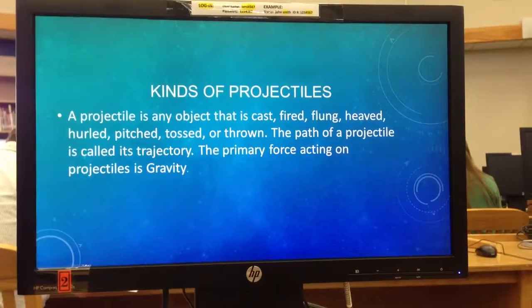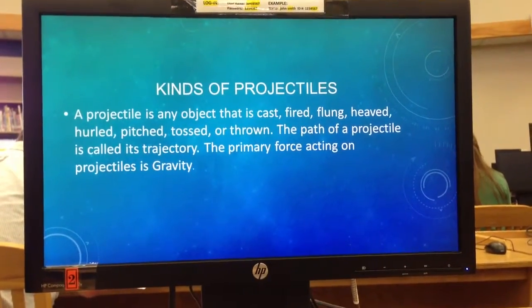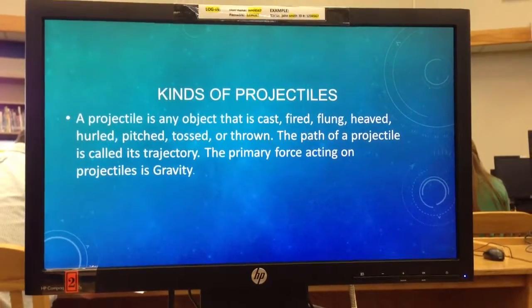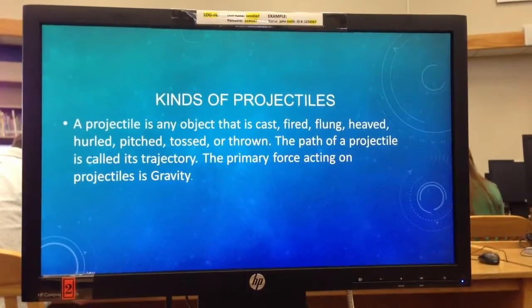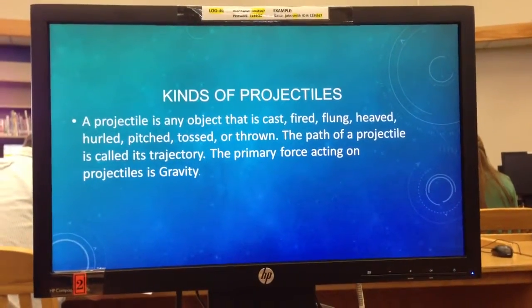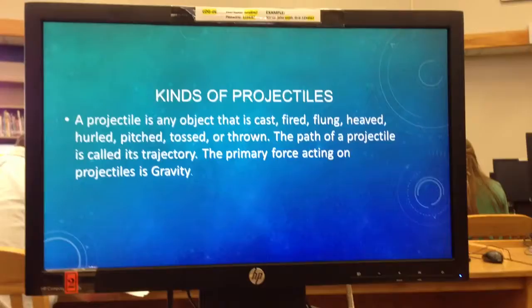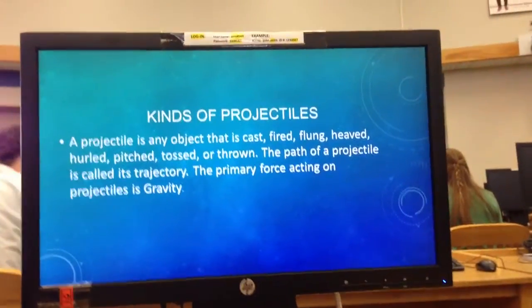Okay, there are multiple kinds of projectiles. A projectile is any object that is cast, fired, flung, heaved, hurled, pitched, tossed, or thrown. The path of a projectile is called its trajectory. The primary force acting on projectiles is gravity.